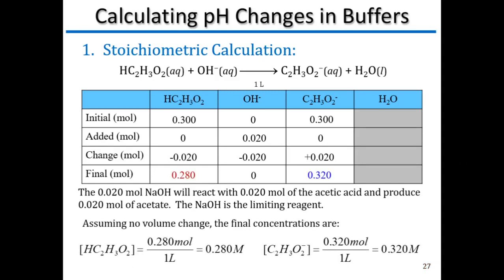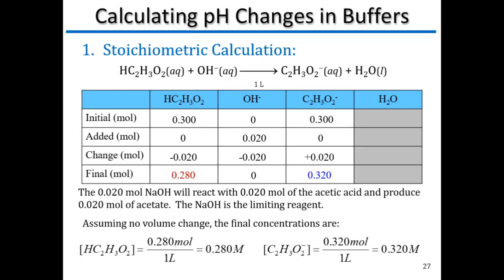Okay, so we end up with something like this. Assuming there's no change in volume, we still stick with 1 liter. So we take that many moles divided by 1 liter, which gives our new concentrations. We need these concentrations to plug back into our Henderson-Hasselbalch equation. This is what we call the stoichiometric part.